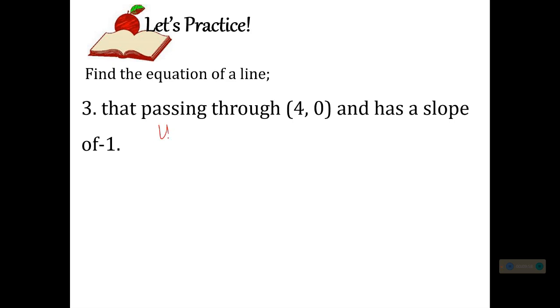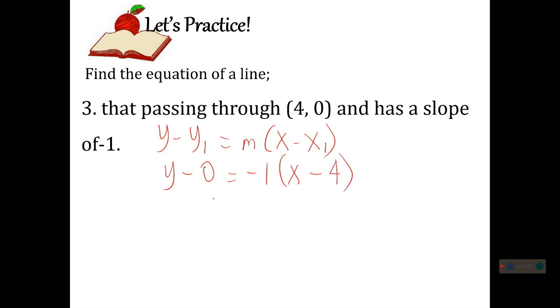So we have here again the formula, y minus y sub 1 equals m times x minus x sub 1. So to proceed, we have y minus our y sub 1 is 0, equals m, which is negative 1 for our slope, times x minus our x sub 1 is 4. Then y minus 0 of course will become y. Then using the distributive property, we have negative x, then positive 4. So we already have our linear equation.